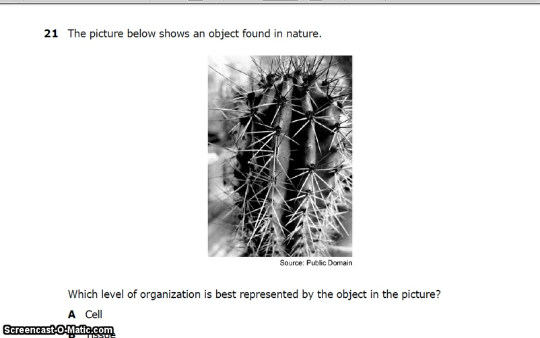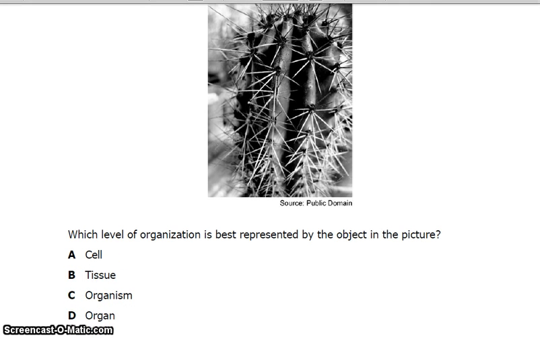Question 21. The picture below shows an object found in nature. Which level of organization is best represented by the object in the picture? Is it a cell, tissue, organism, organ?